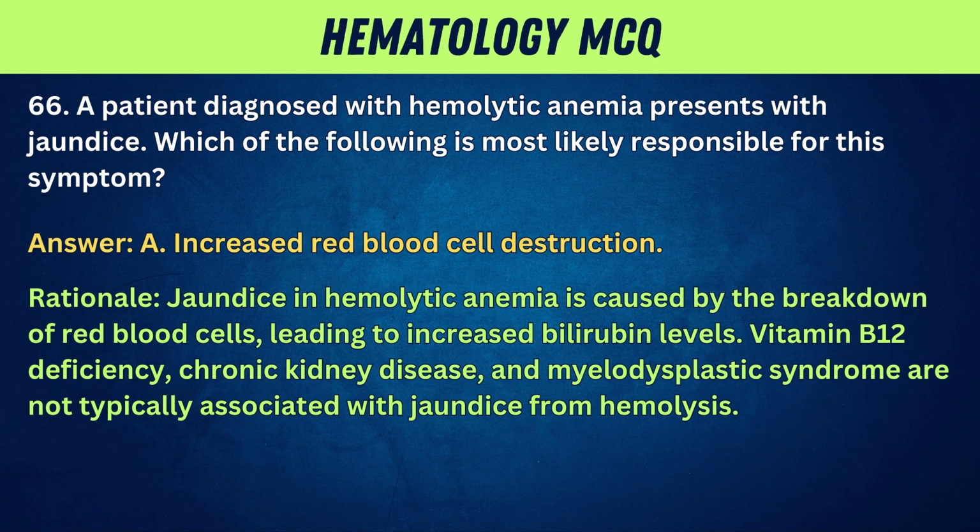Rationale: Jaundice in hemolytic anemia is caused by the breakdown of red blood cells, leading to increased bilirubin levels. Vitamin B12 deficiency, chronic kidney disease, and myelodysplastic syndrome are not typically associated with jaundice from hemolysis.